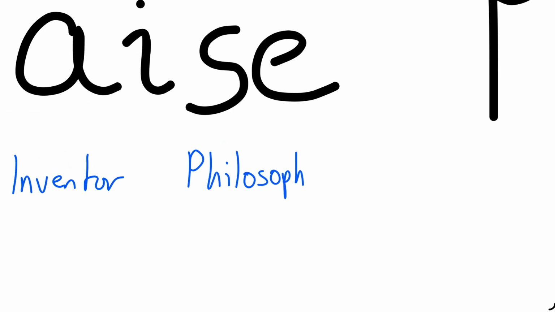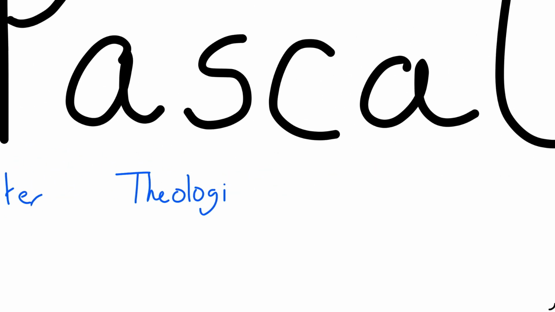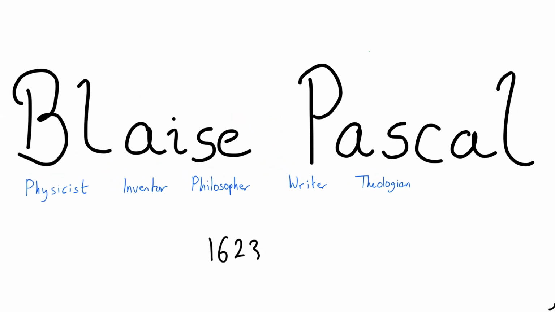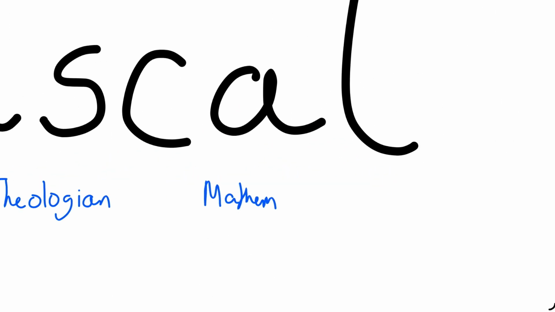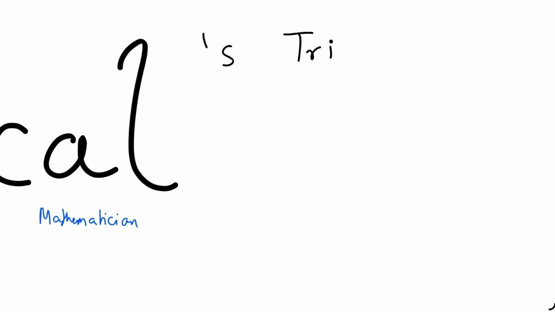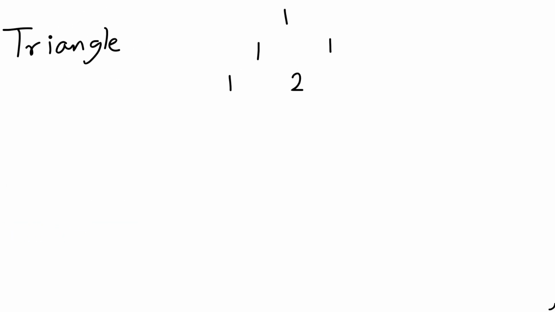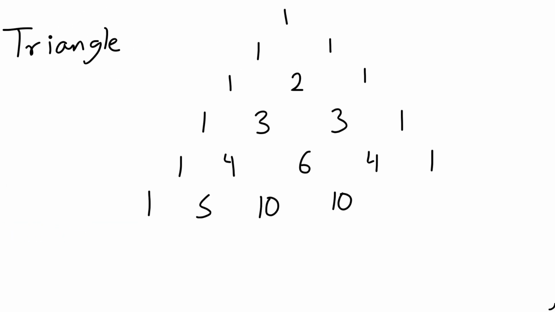Blaise Pascal was a French Renaissance polymath who got a lot done in his relatively short lifetime of 39 years. But given that you're watching this video, you probably know him for his triangle. This triangle comes from a pretty simple rule. Each term is a sum of the two above it.